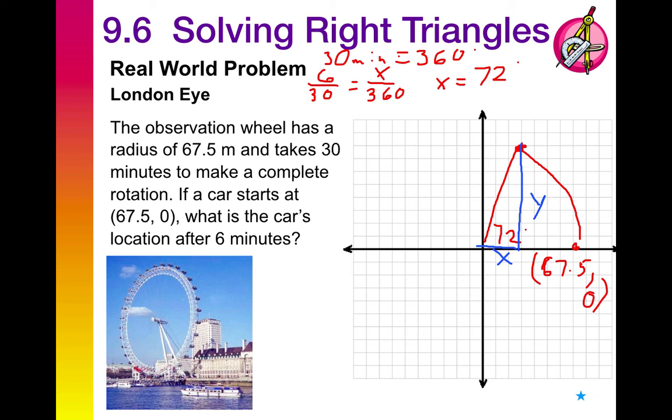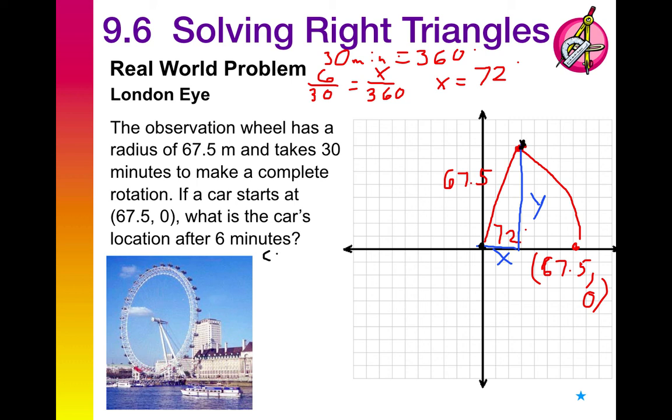The thing about the hypotenuse is the hypotenuse is always going to be 67.5. And that's because the distance from the center is always going to be the same. So this center out to this point here is always going to be 67.5. So now we have the angle of 72 degrees. We have the distance, 67.5, and I want to find what x is. X is the adjacent with the 72 degrees, so that means I'm going to use cosine.